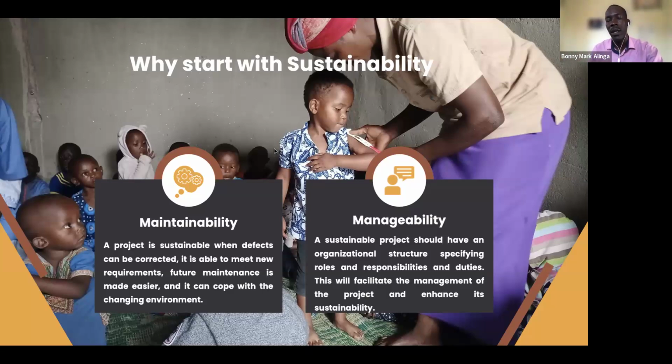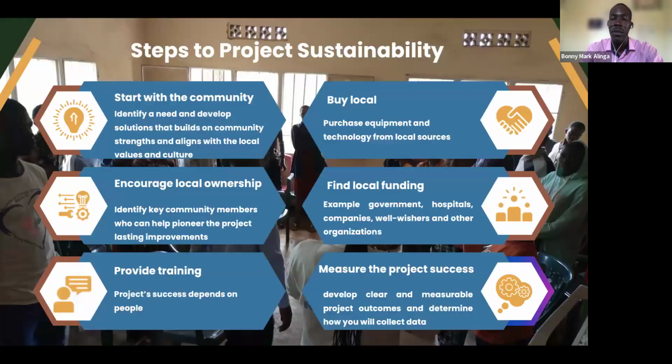How will it be? Then when we look at that, we look at the manageability. How will I manage the project? What are some of the resources that will be required? What are some of the systems that I need to put in place? What are some of the facilities that I need to ensure the project runs more successfully? So it's a question that we need to think through as we look into the project sustainability.